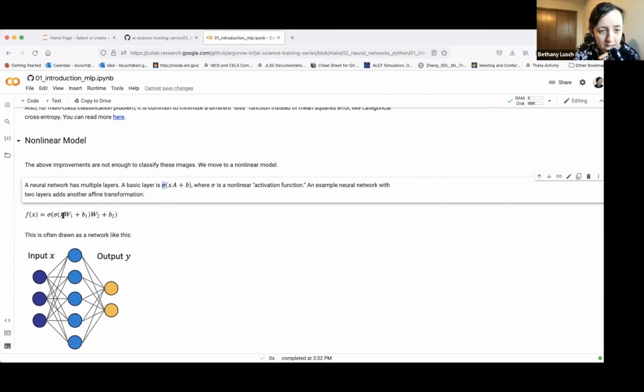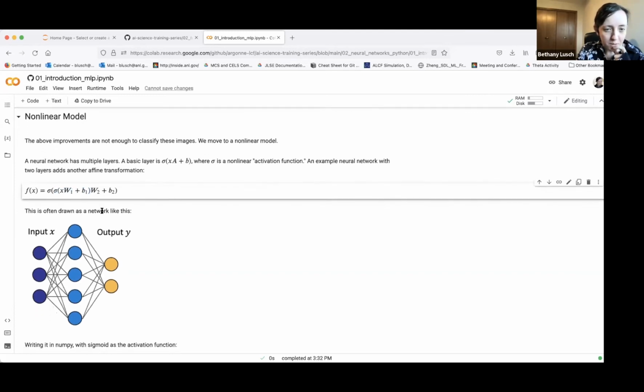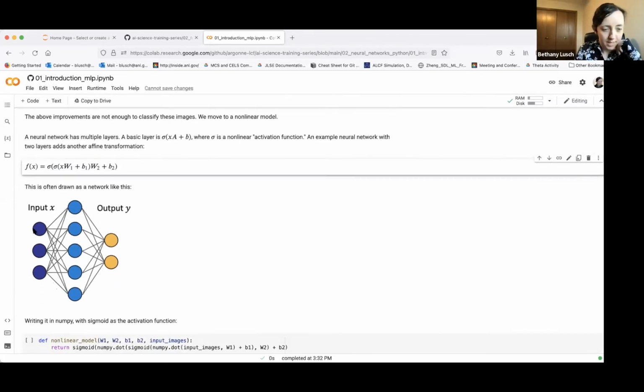And really we want to stack layers. So we're recursively doing the same thing again. So here we start with that same base, but now we're going to multiply by another weight matrix and add another vector, and then apply nonlinearity again. And then people often draw these layers like this diagram.